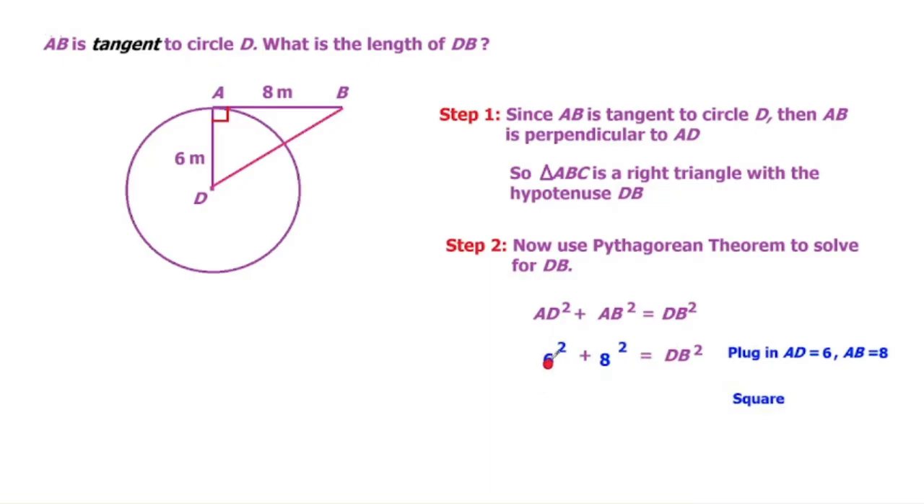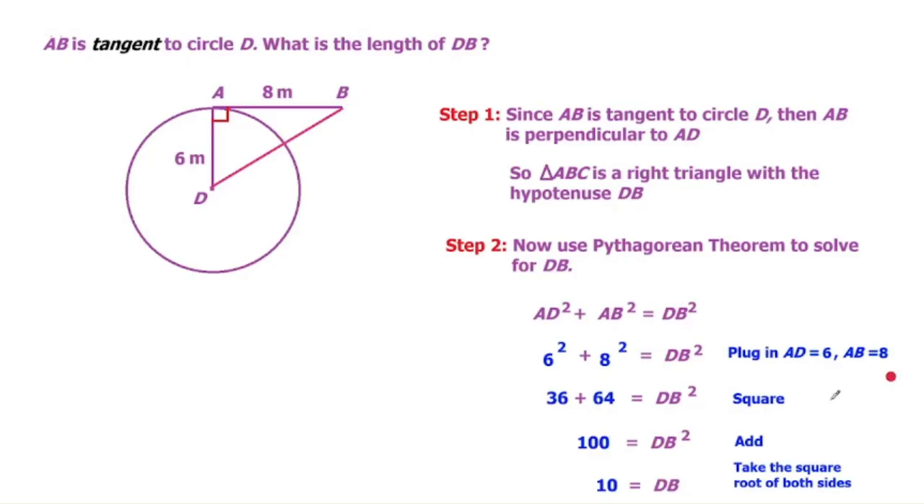Now we take the square of each of these numbers. So 6 squared becomes 36, 8 squared becomes 64. Then we can add those two together and we get 100 equals DB squared. So now we can take the square root of both sides, and then we're left with 10 equals DB. So DB equals 10 meters. And that's it. That's all you need to know on how to do that problem.